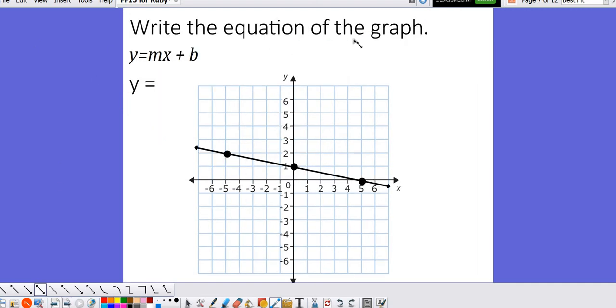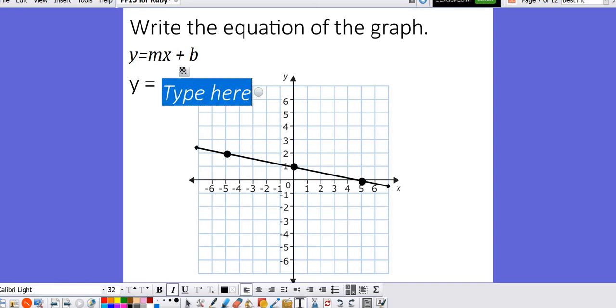All right, this says write the equation of the graph. So this time we're going to look at the graph, and I have the pattern here. y equals mx plus b. The m is your slope. The plus b is your y-intercept. So let's start there. I'm going to look at the y-axis, and that line is going straight through 1, a positive 1. So I'm going to go ahead, and I know this may seem strange, but I'm going to type the y-intercept first. I may be sorry I'm doing that, but I'm going to do it.